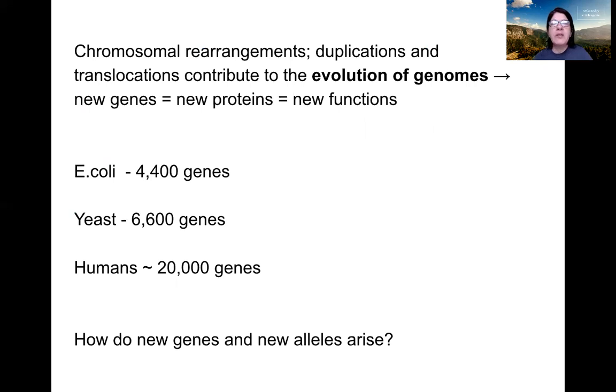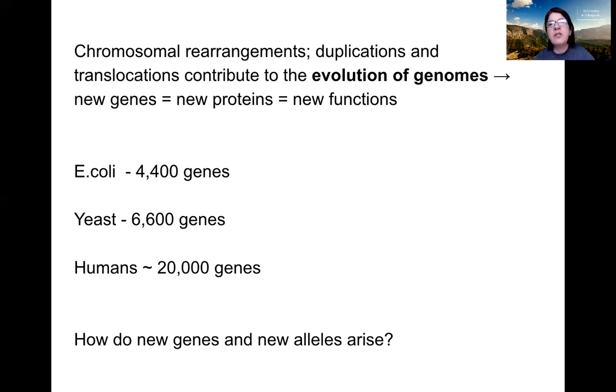So how do we actually get new genes? Look at this information I'm providing you here. E. coli, which is one of the most common bacteria we encounter every day, has about 4,400 genes. Yeast, Saccharomyces cerevisiae, the baker's yeast, has 6,600 genes. Now we have 20,000 genes, so we have a lot more genes than E. coli or yeast, which are both unicellular organisms. So how do we get this many genes? How do new genes arise? How do new alleles arise?